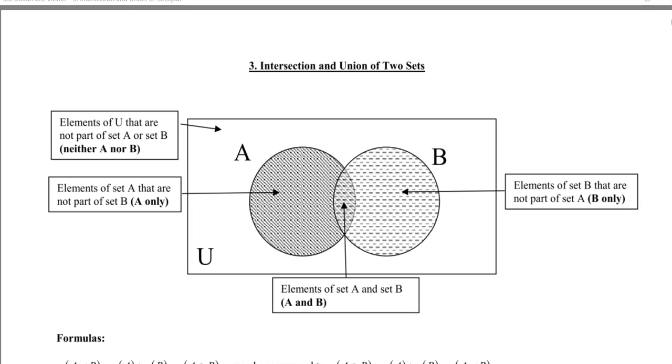Outside of the circles, these are the elements that are not part of set A or set B, so we call that neither A nor B. This area here is the elements that are only in A. These are the elements that are only in B. These are the elements that are in both A and B. So this area is the intersection. A and B is also known as A intersect B, and that's read as intersection.